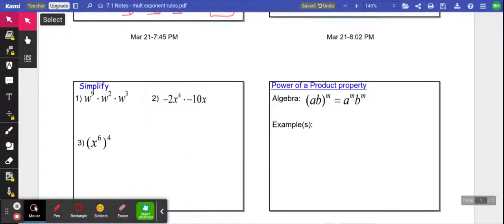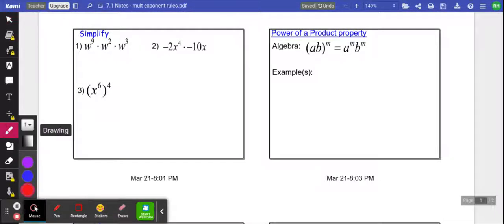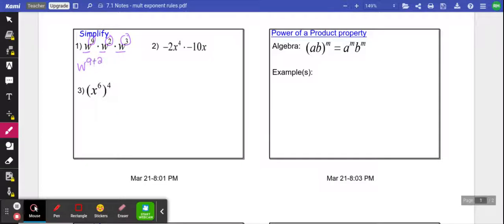Okay, let's scroll down here and do a few examples. All right, so again, multiplication, bases are all the same, so we are going to add our exponents together. So I would have w to the 9 plus 2 plus 3, which gives me w to the 14th. And we can't simplify any further, so that's our answer. Again, multiplication, negative 2 times negative 10 is positive 20. And then if I add my exponents, that's a 4, and this guy would be a 1, so x to the 5th. Once you can't simplify any further, you're done.